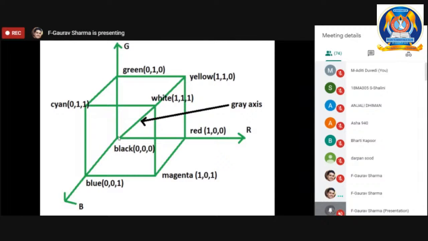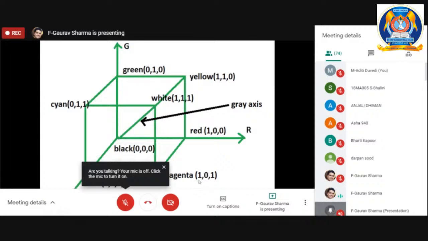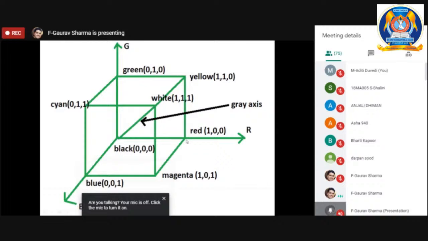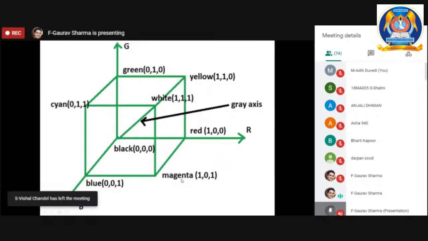So if we want any color, suppose we want magenta, then we just need to put the percentage of the colors involved here. If we add those colors in the correct percentage, we will get the required result. You see magenta is here, 101. We don't need green in magenta, right? So this is how it works.